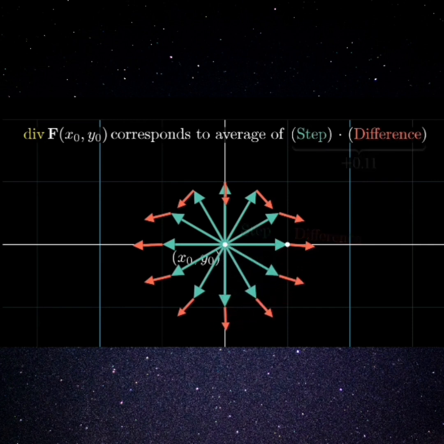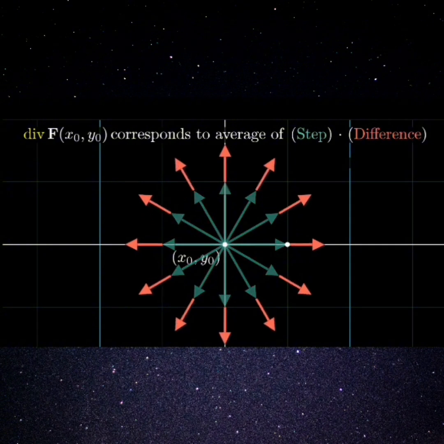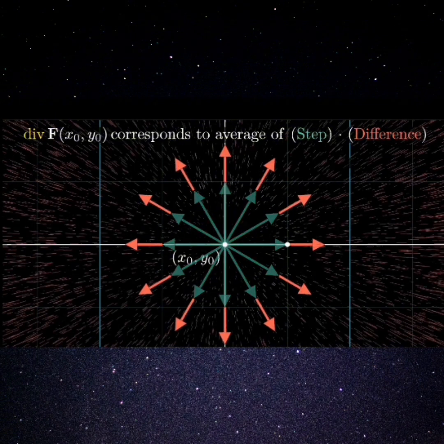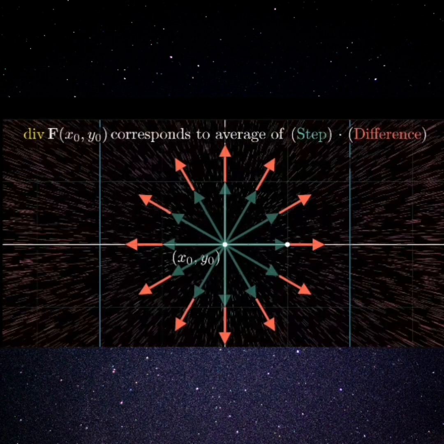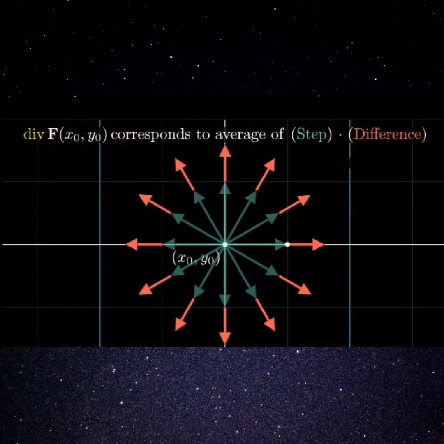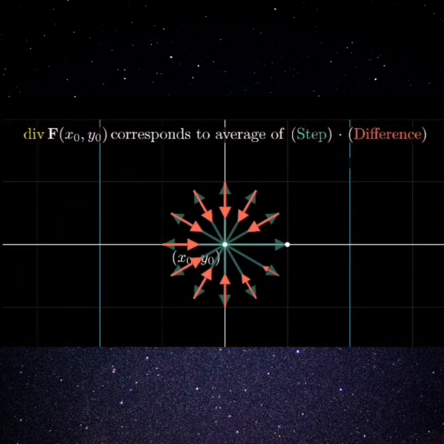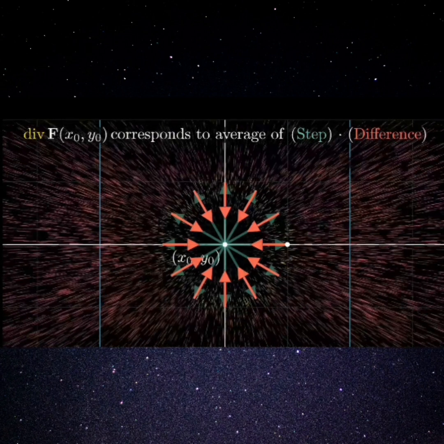If a step in some direction causes a change to that vector in that same direction, this corresponds to a tendency for outward flow, for positive divergence. And on the flip side, if those dot products tend to be negative, meaning the difference vector is pointing in the opposite direction from the step vector, that corresponds with a tendency for inward flow, negative divergence.